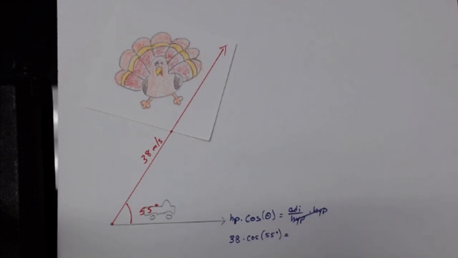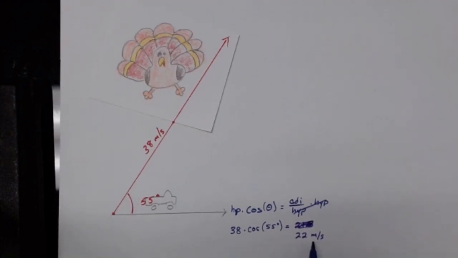What's that going to equal? 21.80. Well, I've got 2 sig figs and 2 sig figs, so let's call it 22. Because really, whose speedometer goes down to decimal places? Cool people, I suppose. Our speedometer can only measure so well. So let's keep that at 22 meters per second. That should keep us right underneath the turkey. Gobble, gobble.